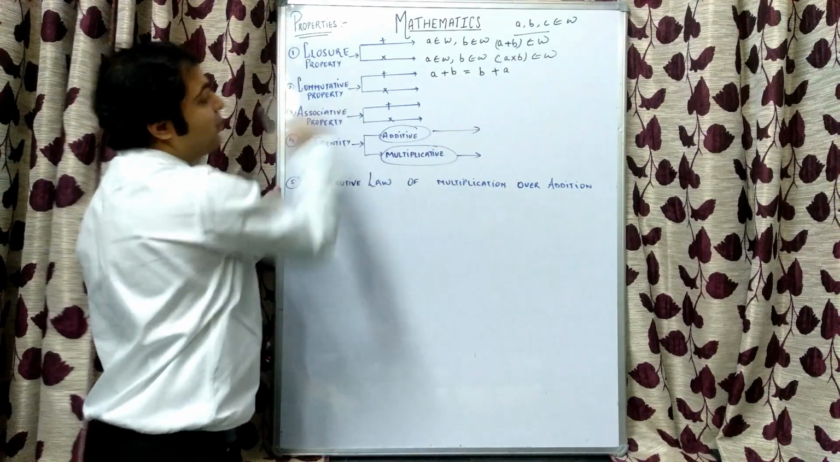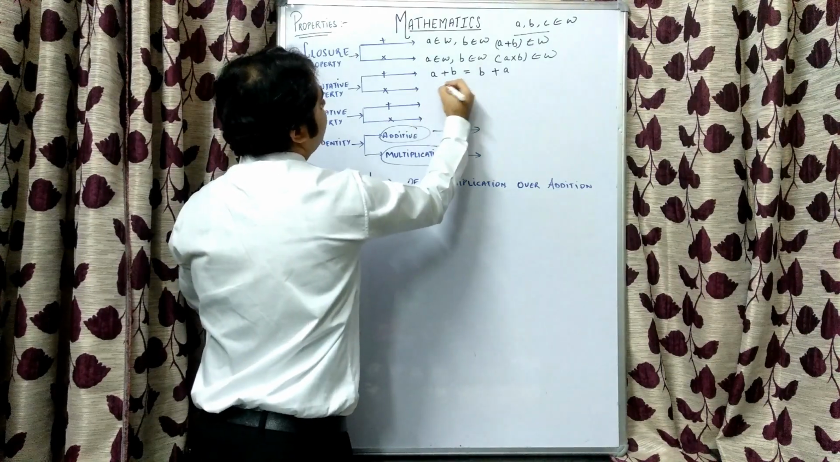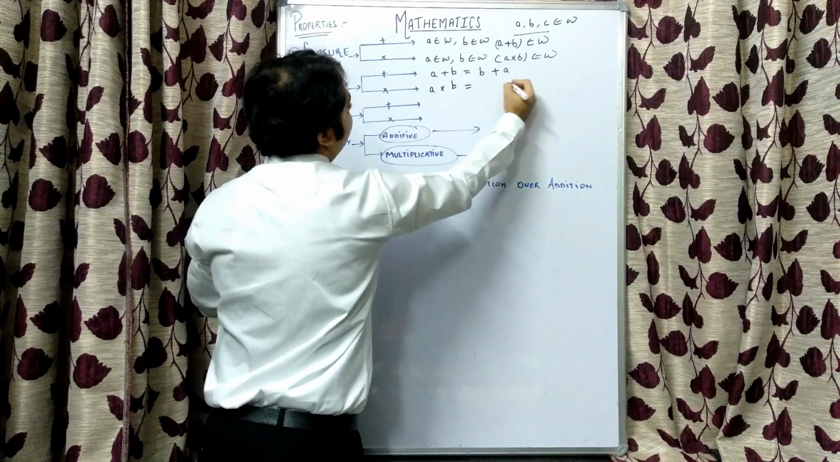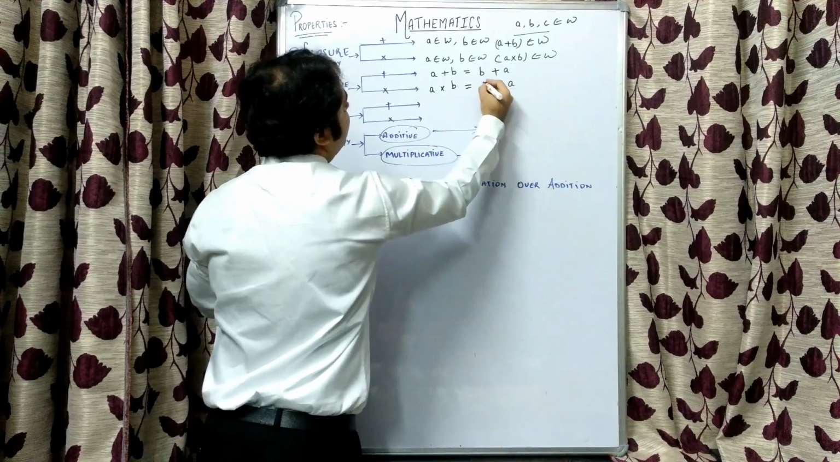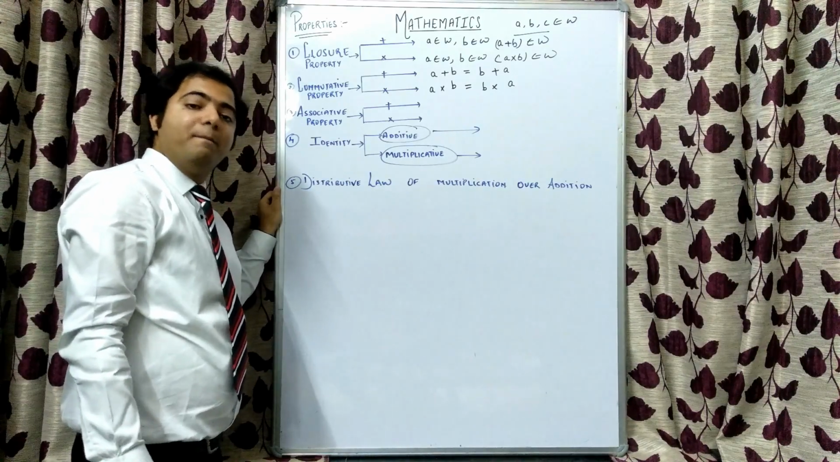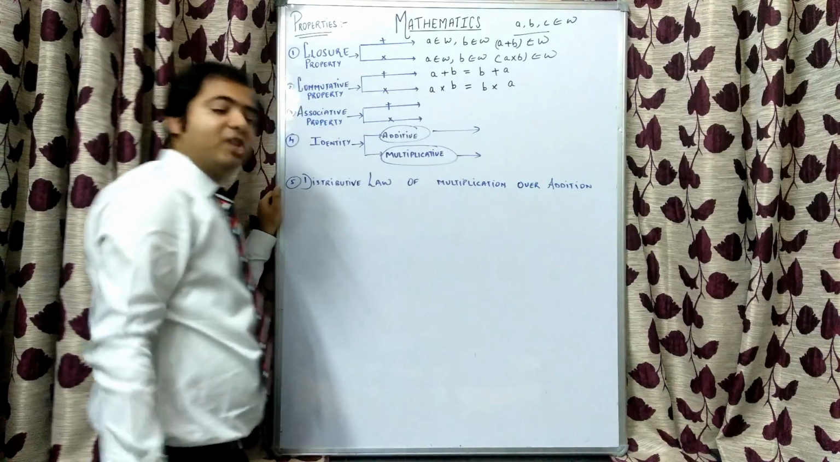Now, commutative property of multiplication states that if B is being multiplied to A, it will be similar to A being multiplied to B. That means the position of the whole numbers does not matter for addition and multiplication.